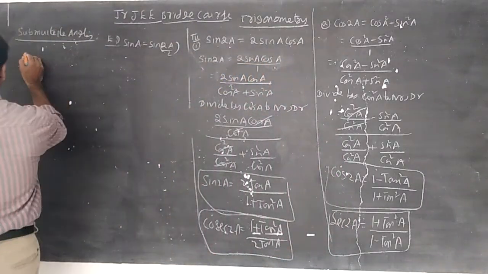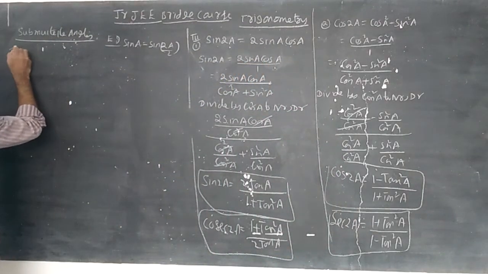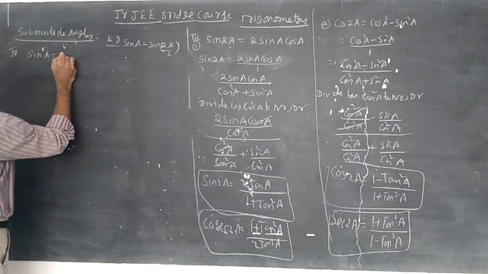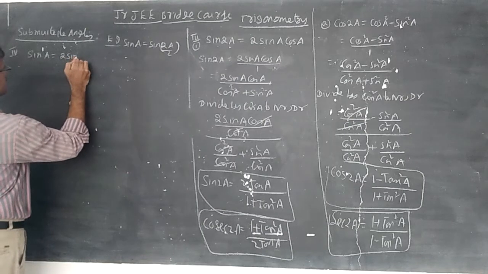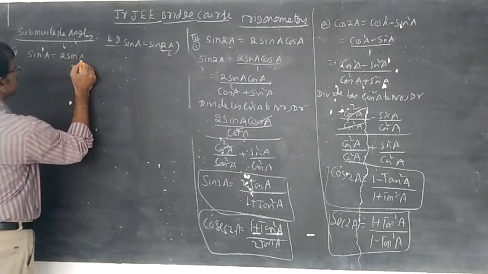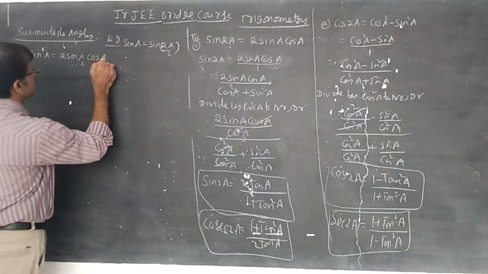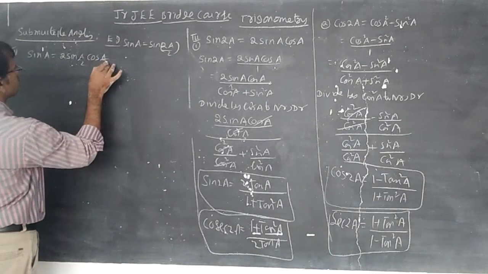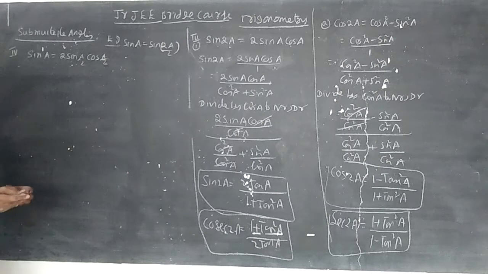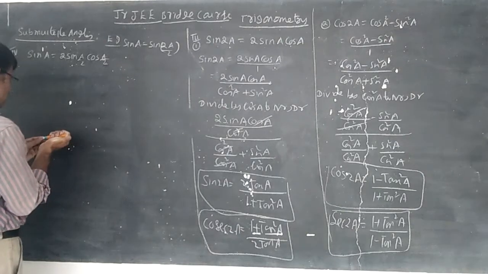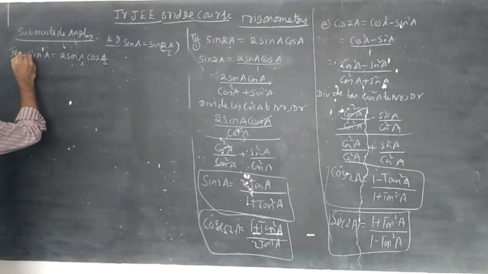Now sin A I am writing as the 4th formula. Sin A is equal to 2 sin A by 2 cos A by 2. Whatever formulas we have, for every formula we can say the submultiple angle. Now let us discuss cos A.